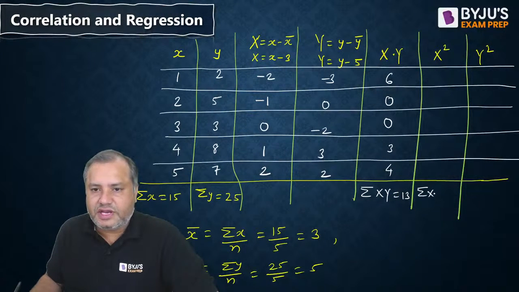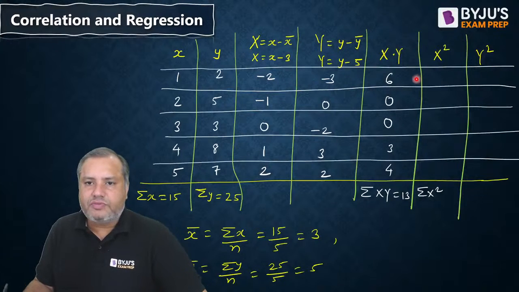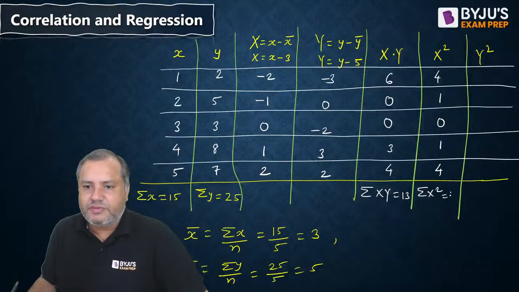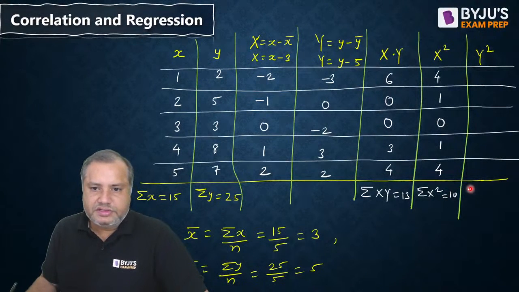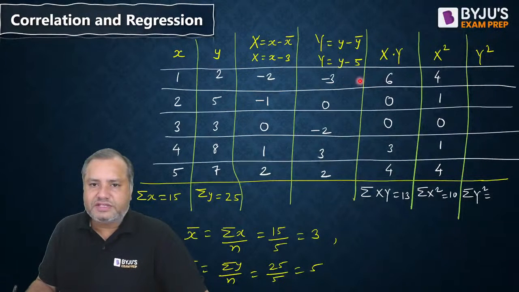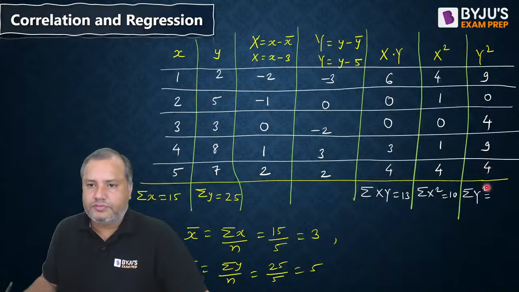Now we have summation X square, capital X square. Minus 2 square is 4, then 1, then 0, 1 and 4. This will be 10. Summation Y square. Are you all following? Capital Y square: 9, 0, 4, 9, 4. That will be 26.